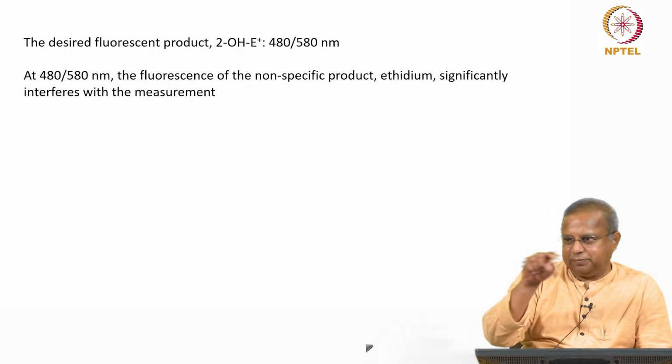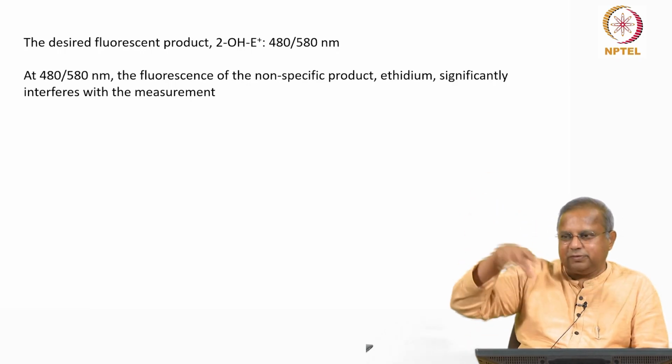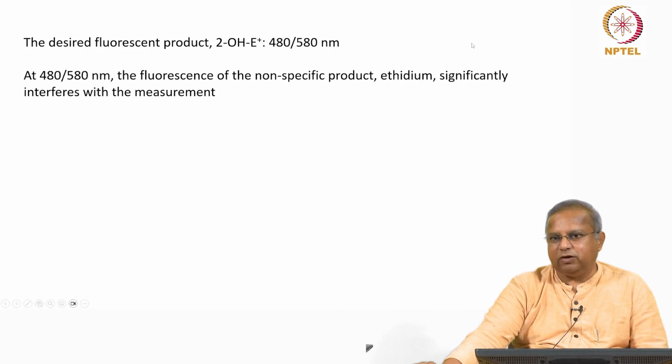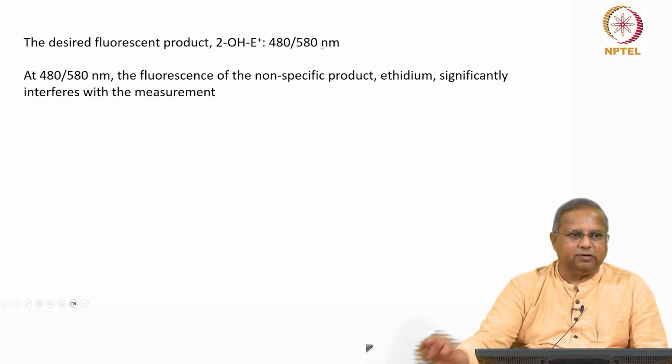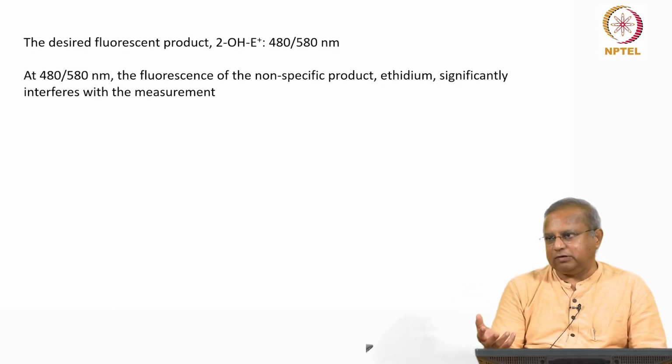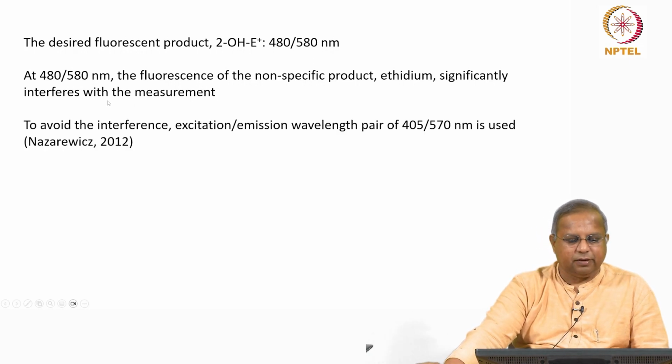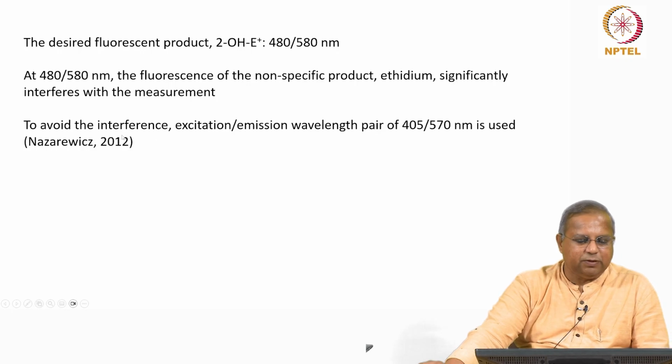You remember the first step, right? First step, there could be other side steps. And especially ethidium, which gets formed as a part of this process, will interfere, and therefore you'd like to reduce the interference of ethidium when you're measuring 2-hydroxyethidium. Because 2-hydroxyethidium is the one that reflects the superoxide concentration. Ethidium doesn't. So to avoid interference, this wavelength pair is used, and this was given in the paper by Nazarevics 2012.